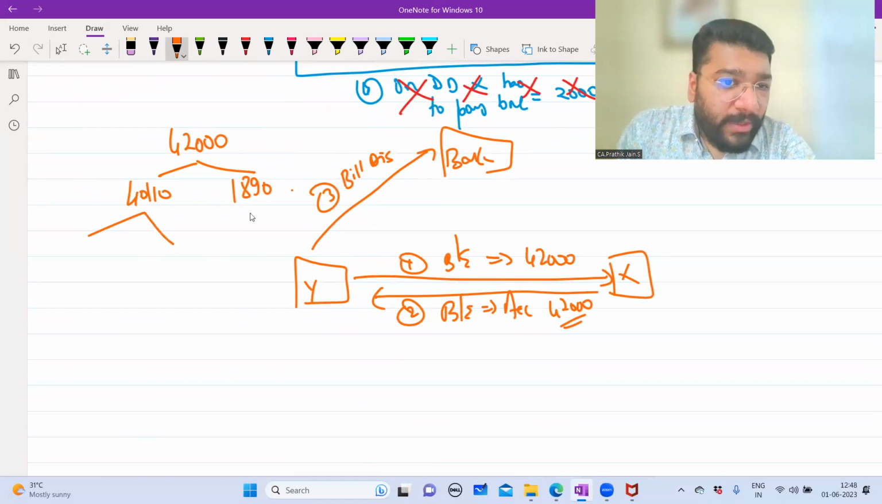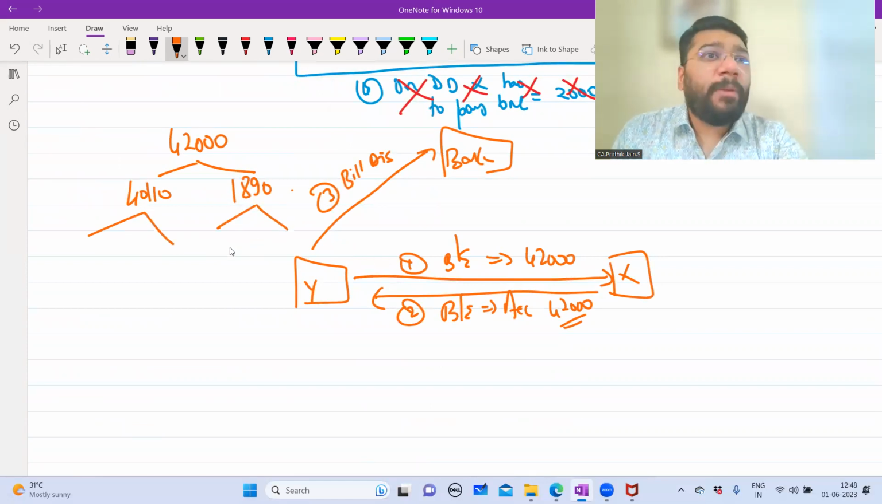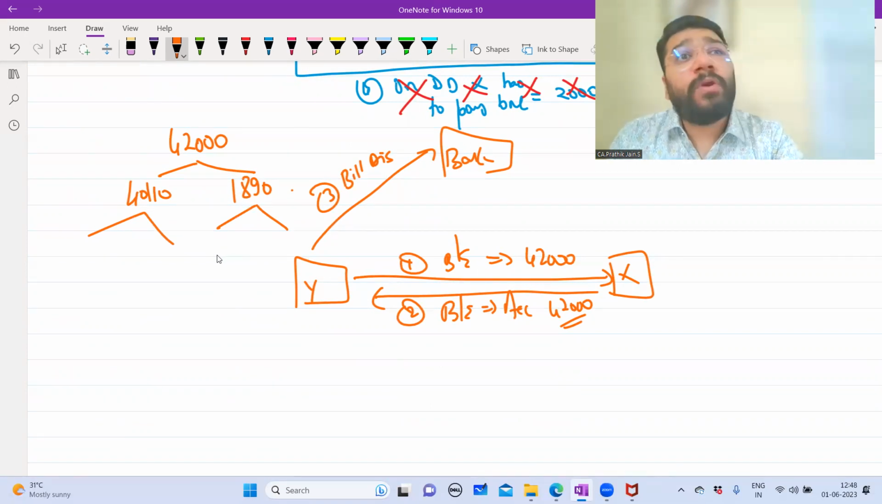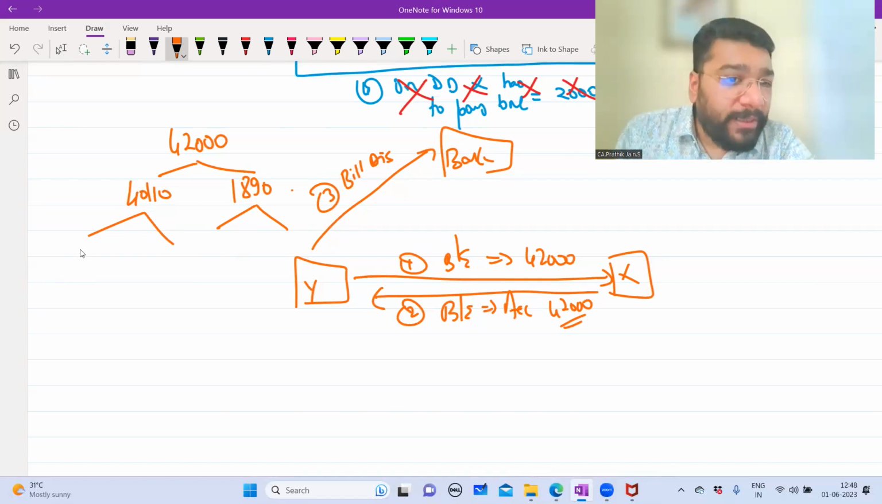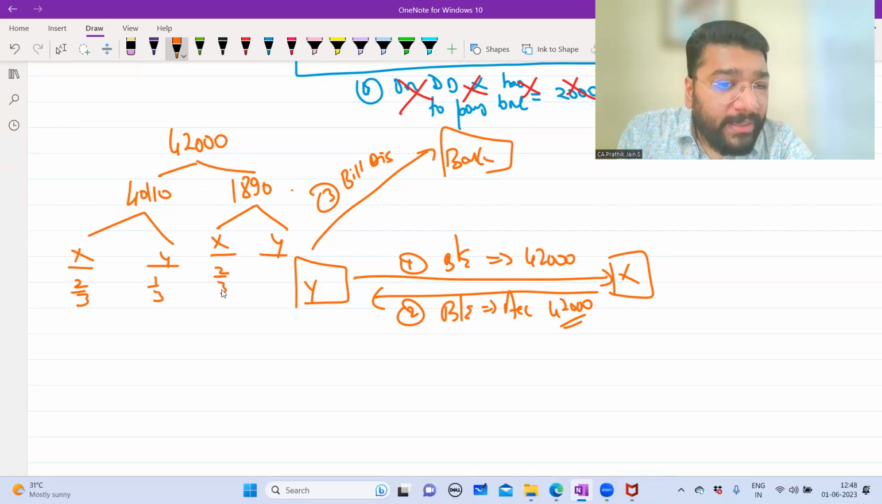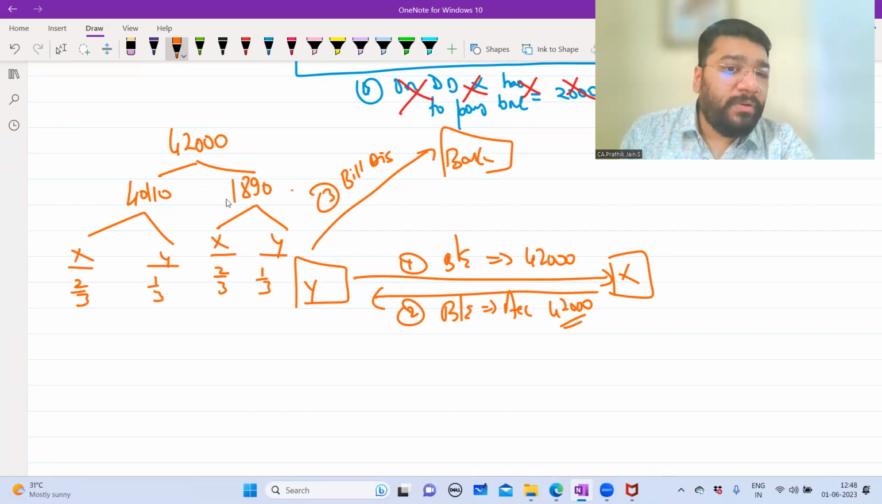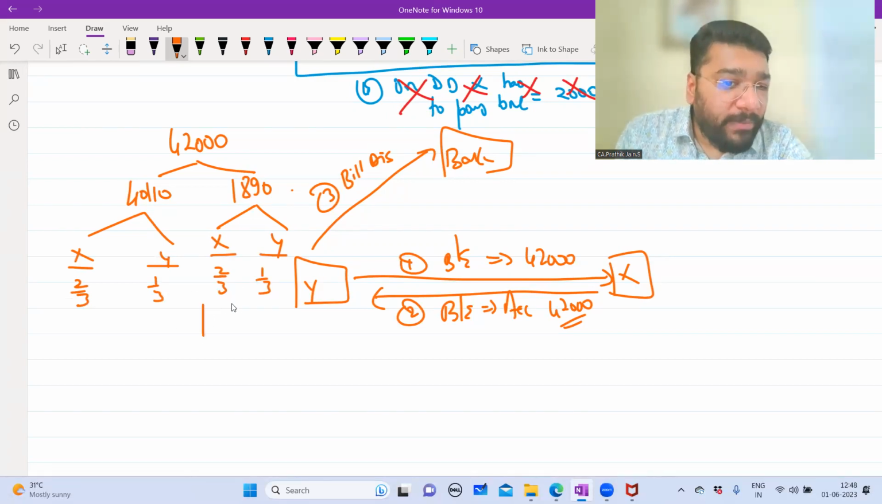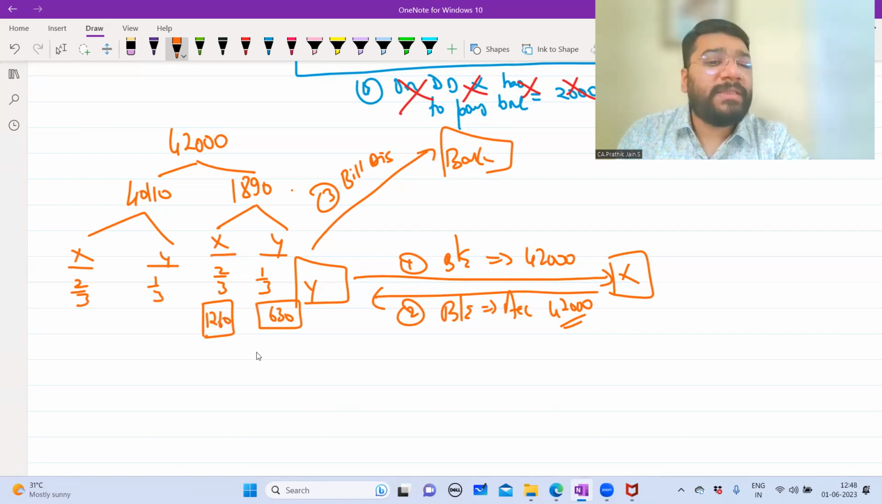So this 40,110, I need to break in some proportion. Have they given in the question in what proportion they are distributing this money? The proportion is not given. So the proportion that was originally agreed, in the same proportion we will split. What is the proportion originally? 2 by 3, 1 by 3. So 1,890, guys, please break the amount and tell me the value. 1,260 and 630.